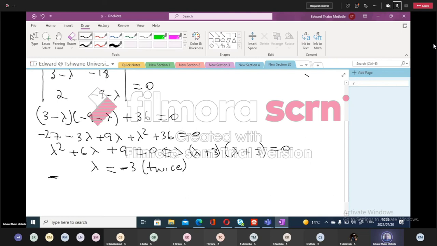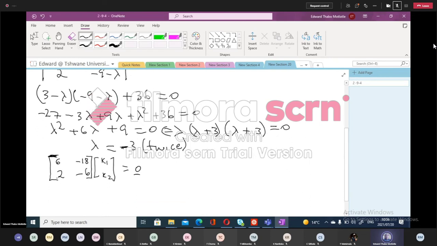I want to use shorthand now so that when you write, you save time. That's the reason why I'm using shorthand. When you write exam, this is equals to a 0 vector. Now, the matrix that we are substituting in is this one. 3 minus minus 3 is going to be 6. And this is minus 18. Now this is 2 here. Now minus 9 plus 3 is going to give me minus 6. Okay. So this is the equation that I'm supposed to solve.